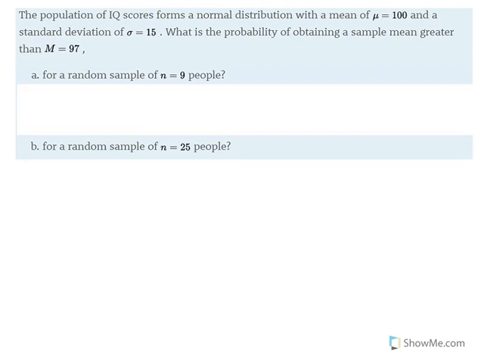For this problem, we're looking for the probability of obtaining a sample mean that's greater than 97 when we know that the population of IQ scores form a normal distribution with a mean of 100 and a standard deviation of 15. So let's start again by writing down what it is that we know and then make a rough draft of the area that we're looking for.